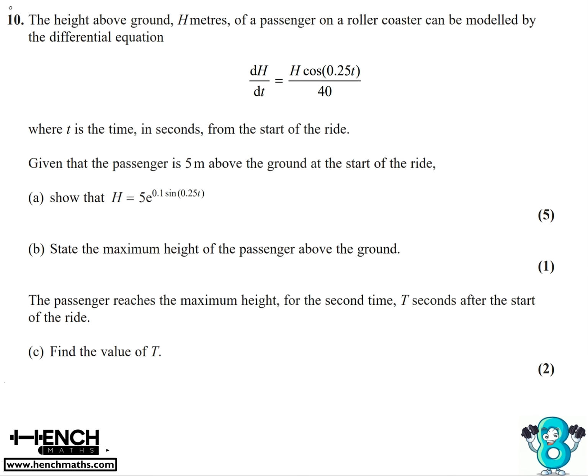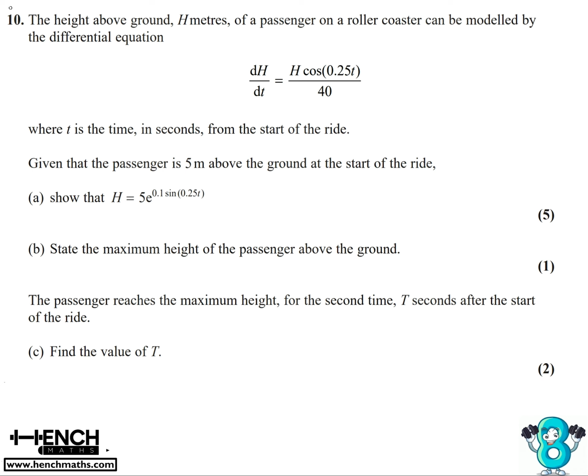Question 10. The height above ground, h meters, of a passenger on a roller coaster can be modelled by the differential equation dh by dt is equal to h cos 0.25t all divided by 40, where t is the time in seconds from the start of the ride. Given that the passenger is 5 meters above the ground at the start of the ride, show that h equals 5 e to the 0.1 sine 0.25t.